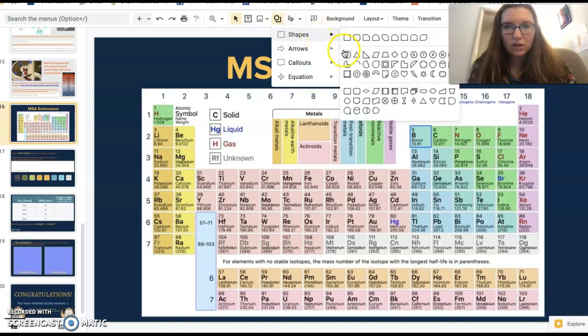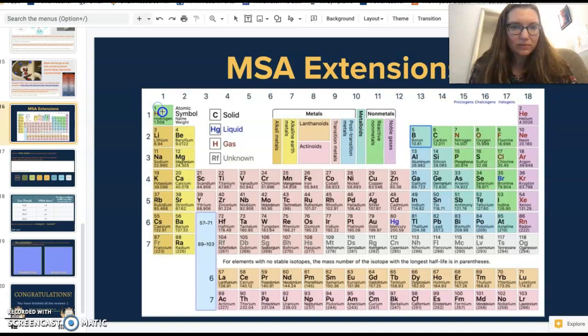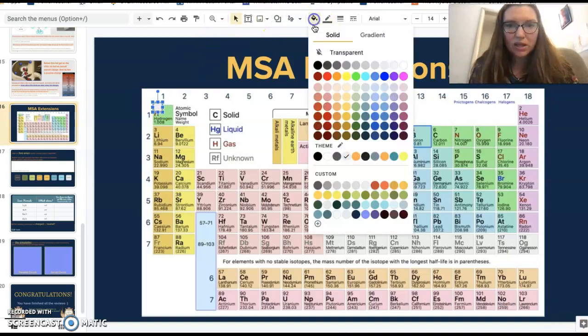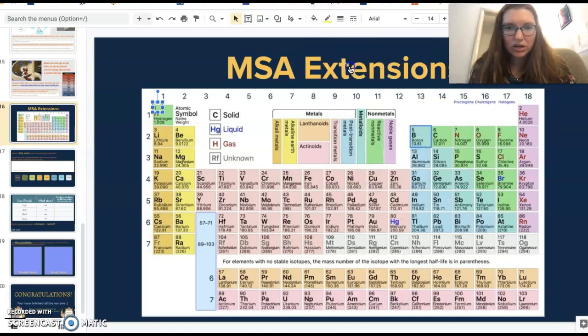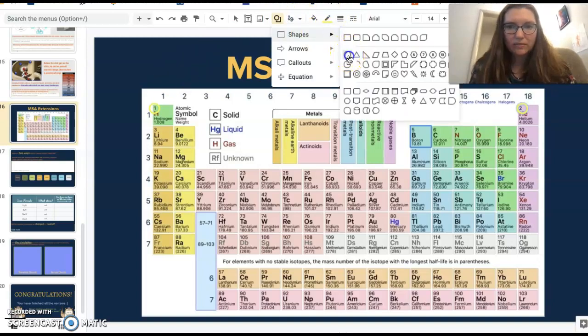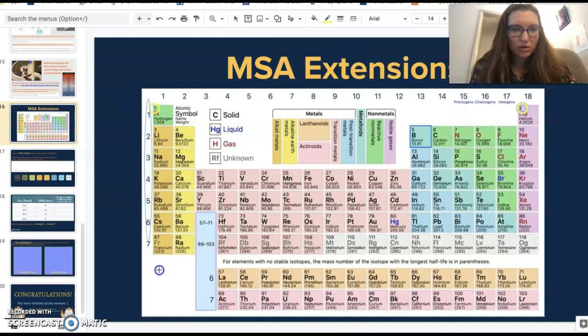Okay, so I'm going to circle the atomic numbers. I've got to make it transparent. I'm going to make this bright and larger. That's hard to see still. Anyways, you guys get the point of that. And then I'll just circle this side here because those numbers show how many energy levels there are, and that would be fine if you showed it that way.